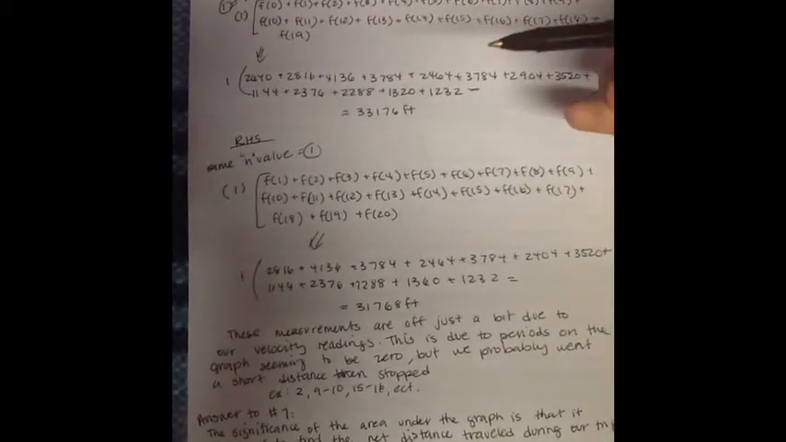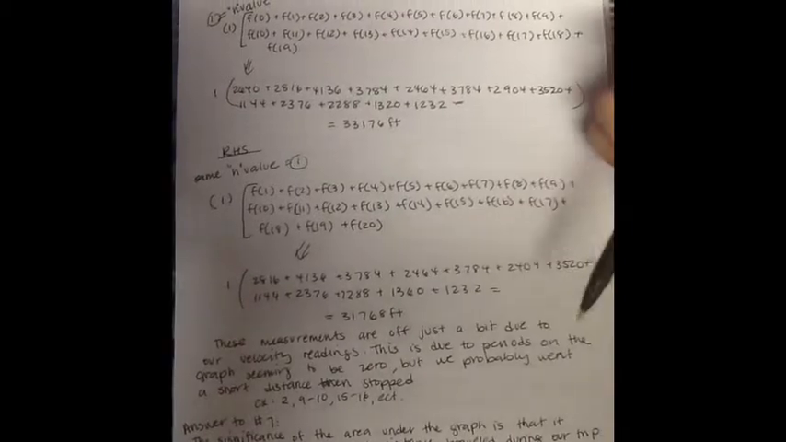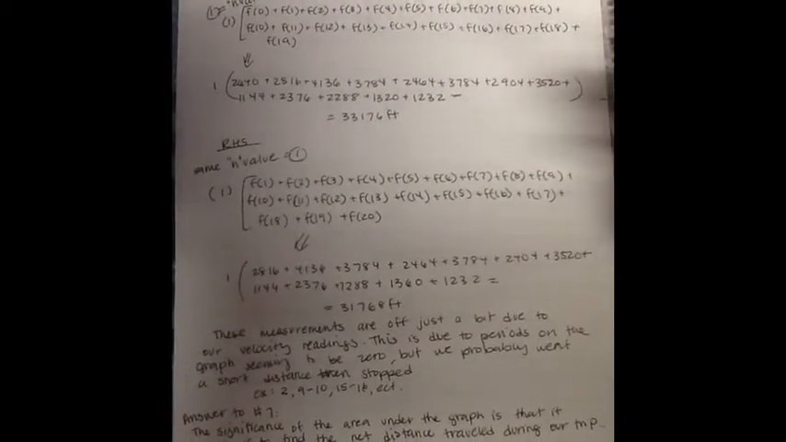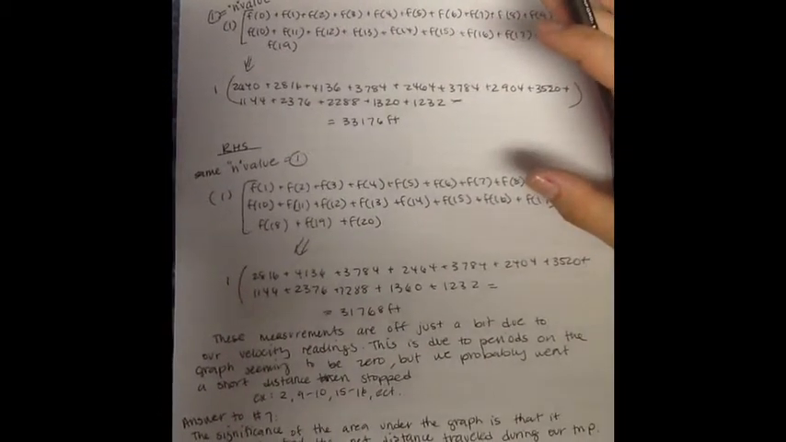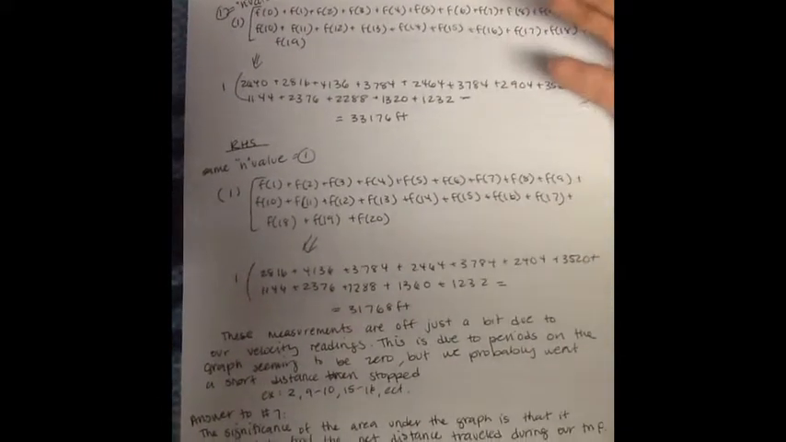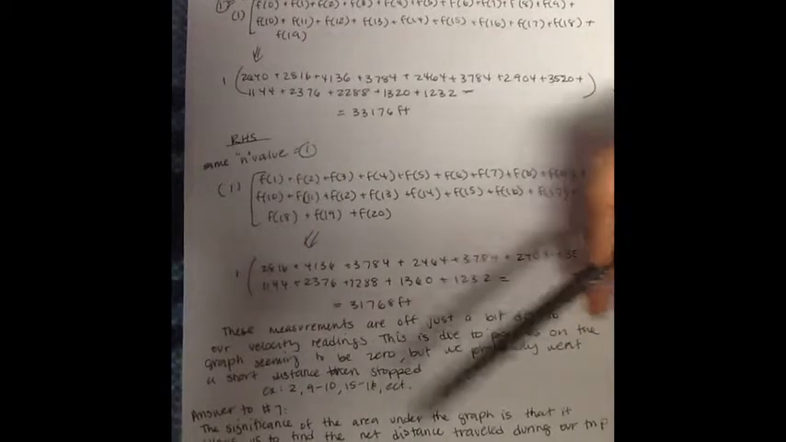These measurements are a little off. Andre and I thought it was because of the way our car moves and the velocity at every single interval. It probably just meant that we were going a really short distance at that time and then stopped, which means our velocity would be 0. For example, at f of 2, f of 9, f of 10, f of 15, and 16. Just a little human error we noted.